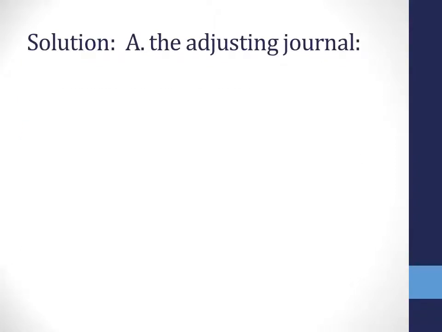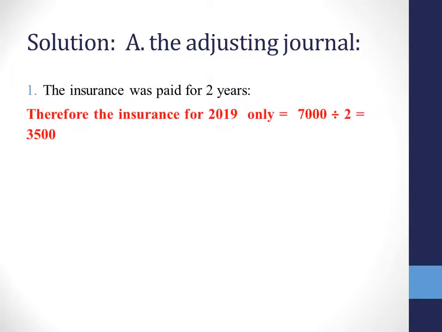So let's start our solution. The first additional data says that the insurance was paid for 2 years. When you go back to the given trial balance, you're going to find that there is an account called prepaid insurance equal to 7,000. The additional information here says that this amount was paid for 2 years, and at the end of 2019 this means that only 1 year passed from these 2 years. So the amount of insurance expense that belongs to 2019 will be only 7,000 divided by 2 equals 3,500.